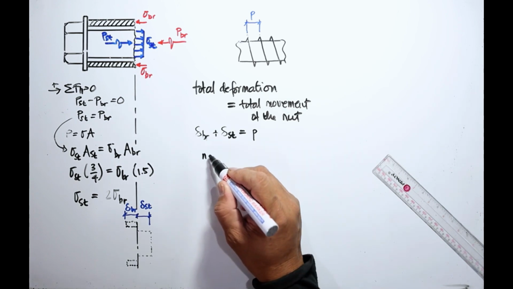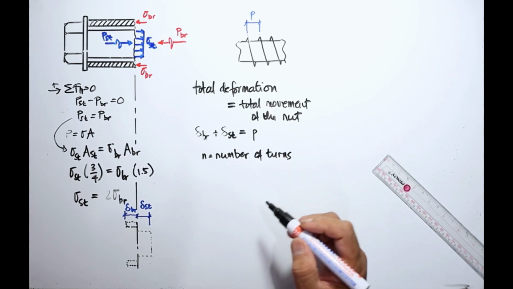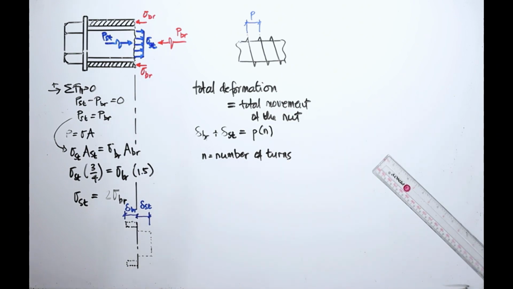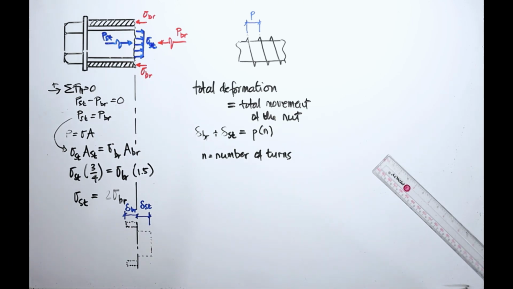And then if we let N equal the number of turns, then the total movement of the nut is P times N. Okay? So we will get our second equation from here. Okay, let's go back to the problem. The problem says to find the stresses if the nut is then given one additional turn. Okay, so one additional turn, meaning because there's already a mention of initial compressive stress.